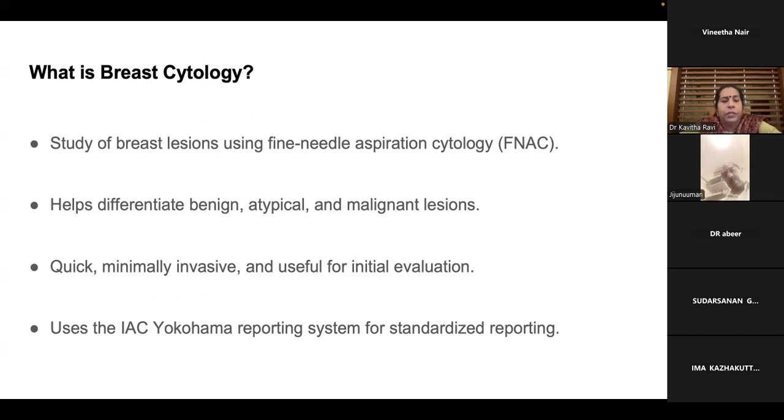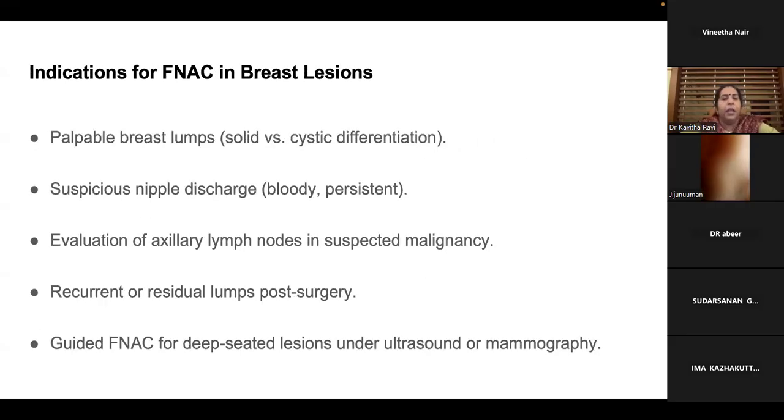Now the system of reporting of breast cytology has also been standardized with the IAC Yokohama reporting system. So, what are the indications for FNAC in breast lesions? The common scenarios coming to us are palpable breast lumps, maybe solid or cystic, as seen in the mammogram. Here again, the triple testing is very important: the clinical impression, the mammogram or other radiological investigations, and the cytology. This triple testing will always make an initial diagnosis for any breast lump.